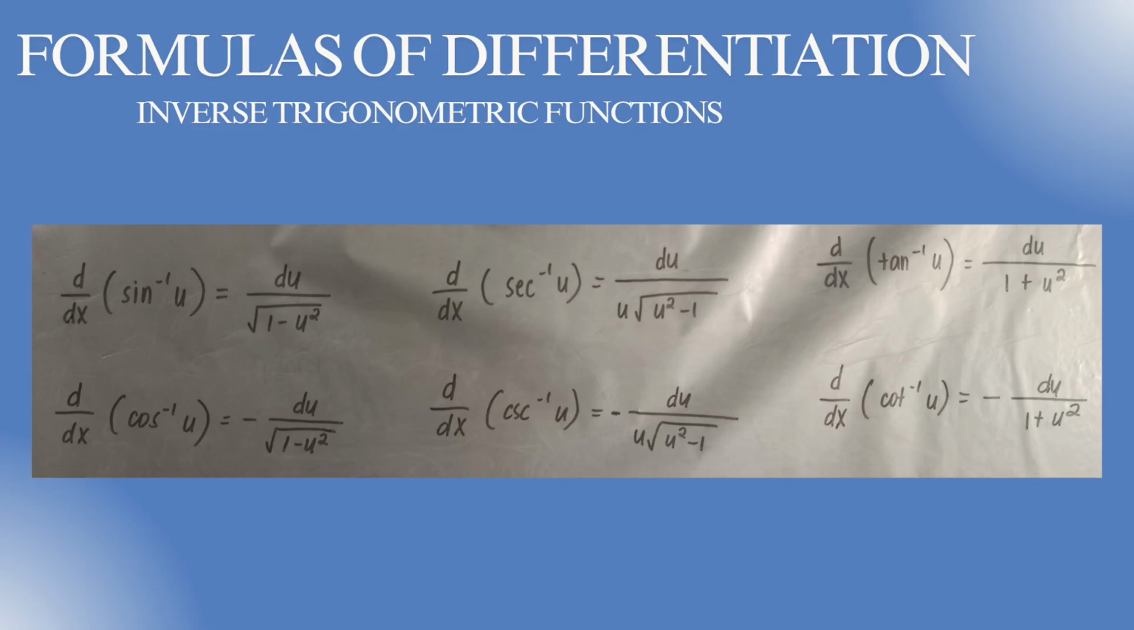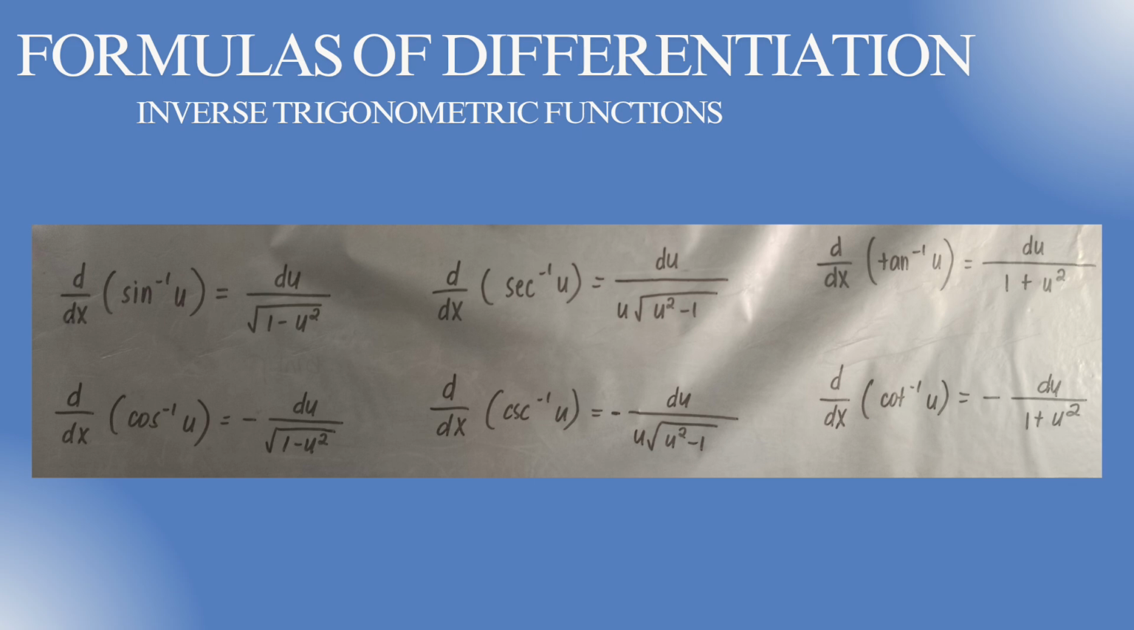The formulas of differentiation of the inverse trigonometric functions. The derivative of sine raised to negative 1 of u is equal to du all over square root of 1 minus u squared, and the derivative of cosine raised to negative 1 of u is equal to negative du all over the square root of 1 minus u squared, and the derivative of secant raised to negative 1 of u is equal to du all over u square root of u squared minus 1. The derivative of cosecant raised to negative 1 of u is equal to negative du all over u square root of u squared minus 1.